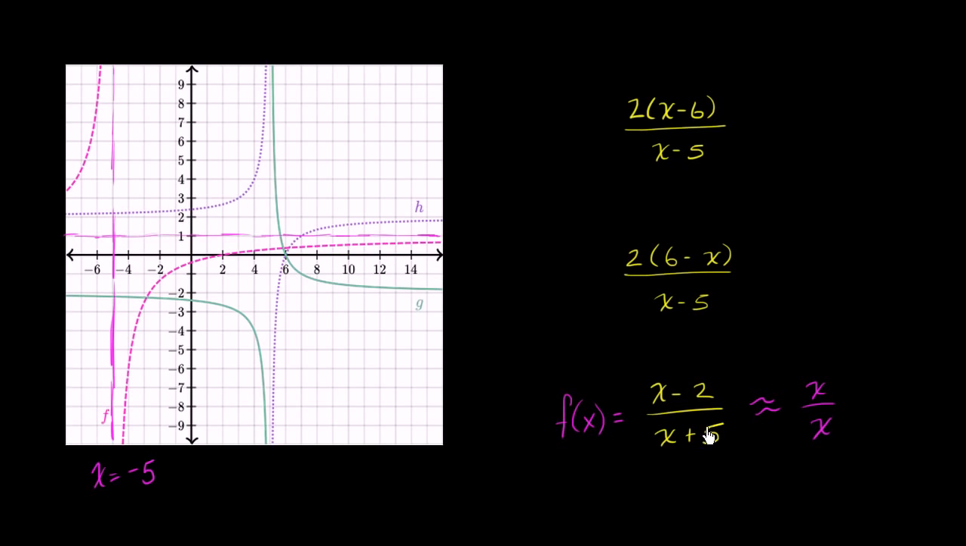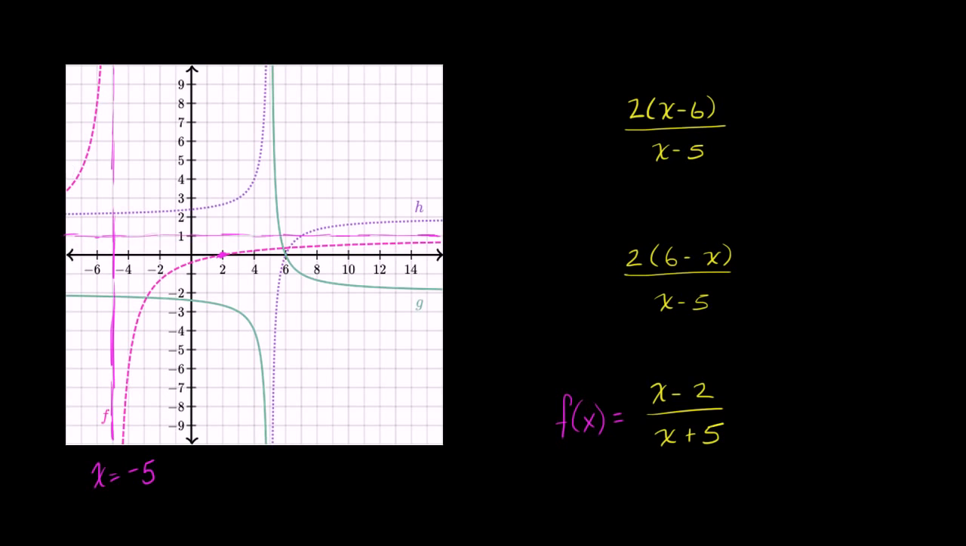The subtracting of the 2 in the numerator and adding 5 in the denominator are going to matter less and less because x gets so big. So this will approach 1. That seems consistent from that point of view. Is there anything else interesting? Well, when does this equal 0? When the numerator equals 0, when x is equal to 2. And we see that's indeed the case for f right over there. So I'm feeling really good that this is our f of x.